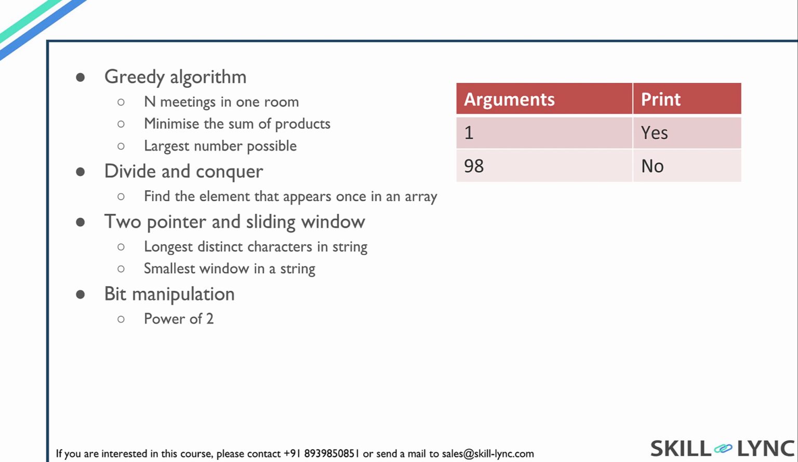Now, using the bit manipulation approach, you are required to find out if a particular input integer n can be represented as a power of 2. 1 can be represented as 2 raised to 0, so the output will be printed as yes. 98 cannot be represented as a power of 2, so the output will be printed as no.